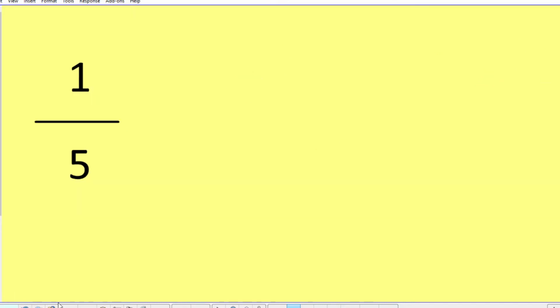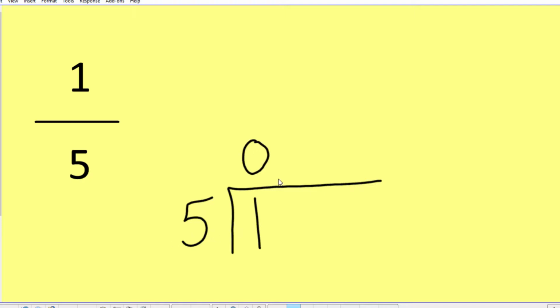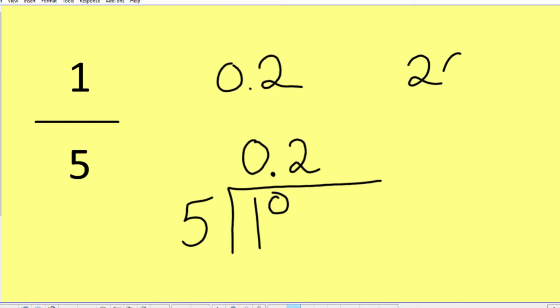One-fifth. Again, we'll take our bus stop. 5 on the outside, 1 on the inside. 1 divided by 5 we can't do, so put a 0. 5's into 10, put a 0 down here, so 5 into 10 now goes twice. Okay, so as a decimal, 0.2. This is where some people make a mistake, so be careful. 0.2 isn't 2%, it's 20%.